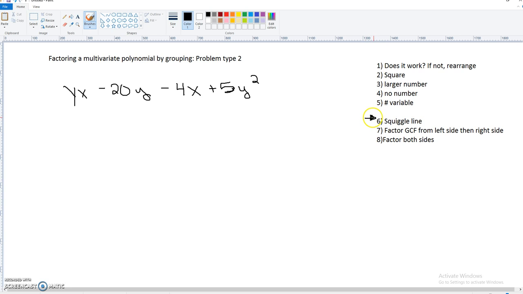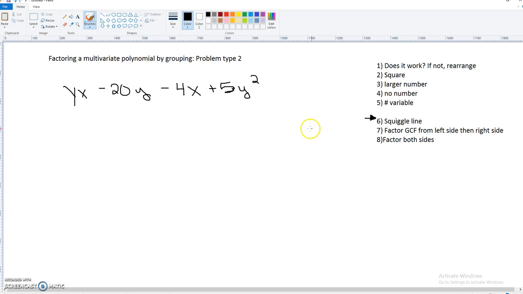If you remember our factor by grouping from our previous topic, we started with a squiggle line, we factored the left side, then the right side, and we factored both sides. If you do that with this problem, chances are, actually I'm going to let you know, that it won't work. So if you get to a problem where it won't work, you need to rearrange it.